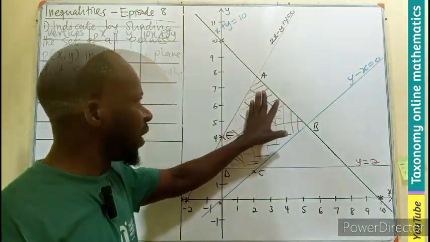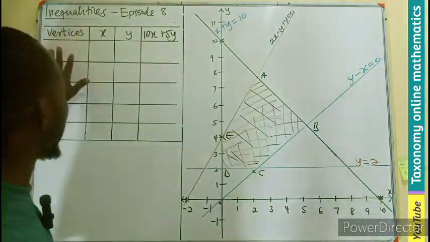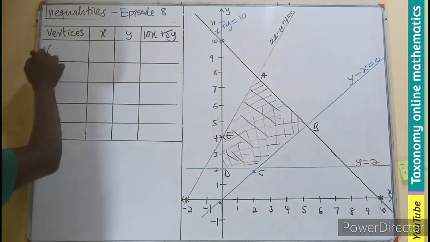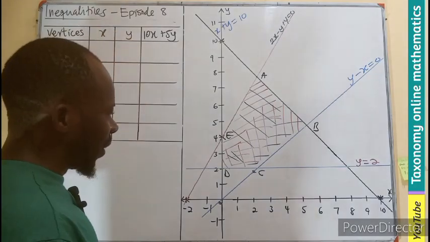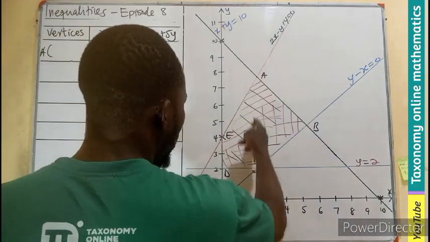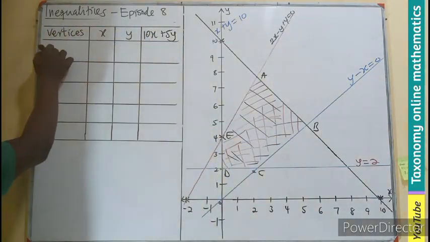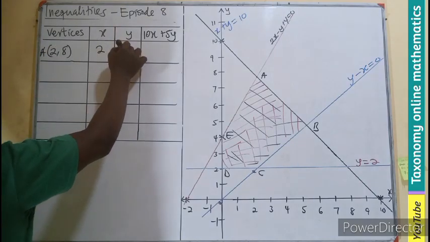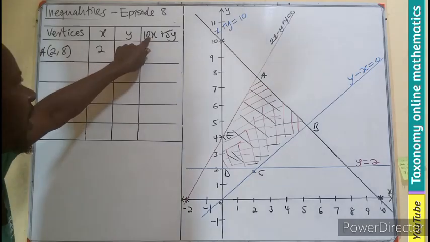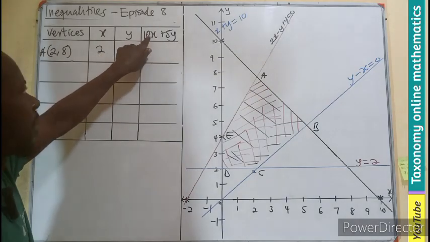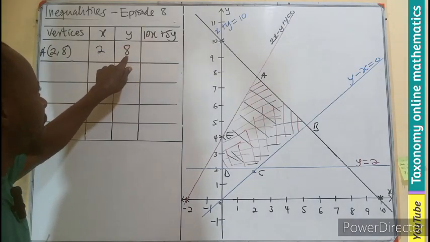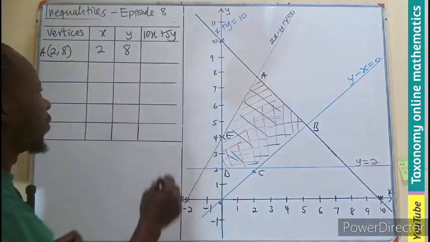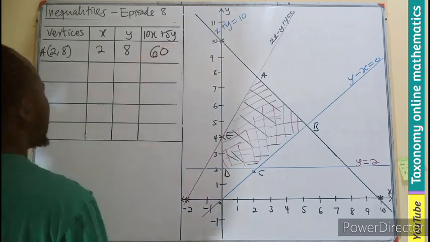So now let's indicate the vertices. This is what I'm going to find, the vertex A. If I have the vertex A, what are the points there? I can check to have 2 and 8. So 2 on the x-axis, 8 meaning 2 here, 8 here. So in this place, 2 will multiply 10. That will be 20. 8 times this will be 40. 40 plus 20 will give us 60.